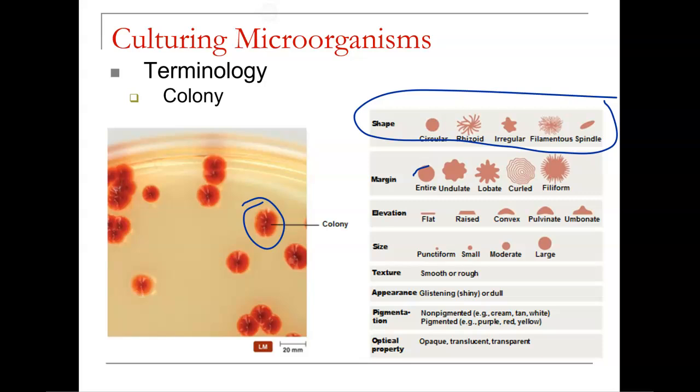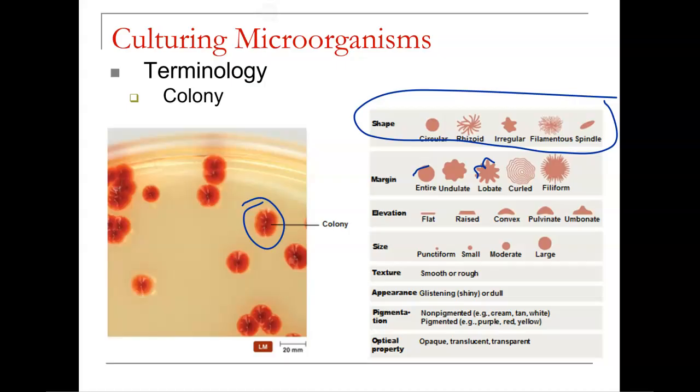You can have an undulate. You could have a lobate, where you got these lobes going across. You can have what's called a curled, because you can see it kind of curling in. That one to me looks like spider webs. And then you could have the filiform, where it has the little filaments.